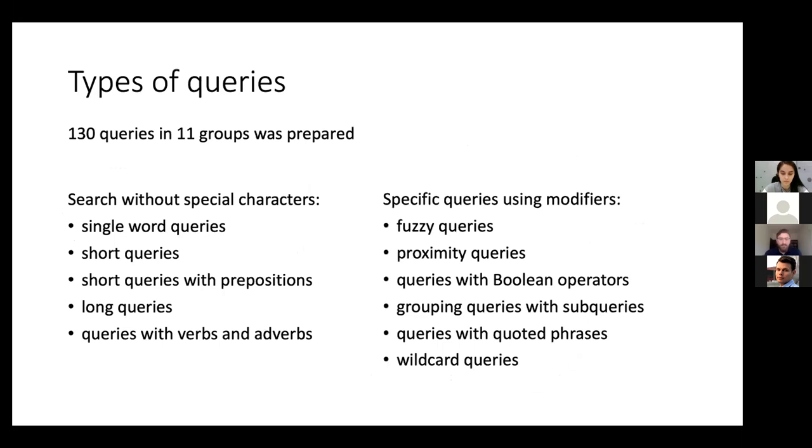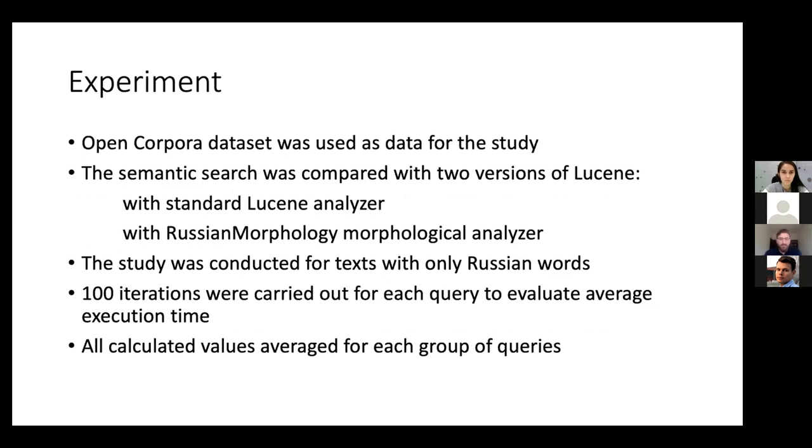We created 130 queries in 11 groups combined into two directions for our investigation. The first 5 groups of queries allow us to evaluate the work of word search without special characters. The remaining 6 groups are needed to evaluate specific queries using modifiers. The Open Corpora dataset was used as data for the study, which includes several thousand texts on various topics in several languages, including Russian and English.